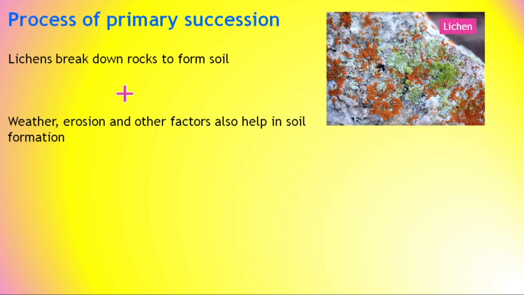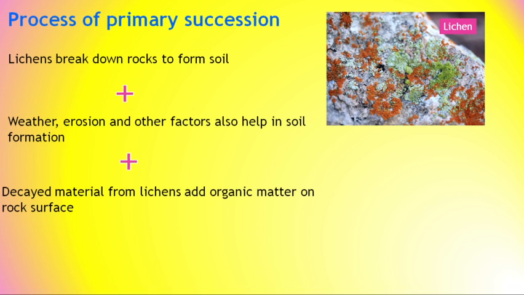Also, the decayed material of the dead lichens will form a layer of organic matter over the rock surface. Along with this breaking down of rock by lichens, there will also be the actions of weather, erosion and other factors which will also help in soil formation. So during the colonization process, the first thing would be formation of soil, which would form a suitable environment for growth of other plants which require soil for their germination and growth.